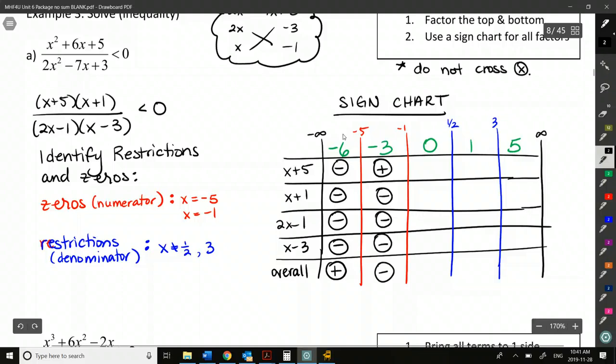Negative, yes. Wait, how is the first one positive? Because -3 plus 5 is positive 2. Right, when I put it in here? No, I mean, oh, this one? Sorry, yeah. So what are you doing over here? That's the question, right? I do x plus 5 times x plus 1. So when I do negative times negative, what do I get? And then I do 2x minus 1 times x minus 3. So when I do negative times negative here, what do I get? And then I'm doing positive divided by positive, which gives me positive, right?